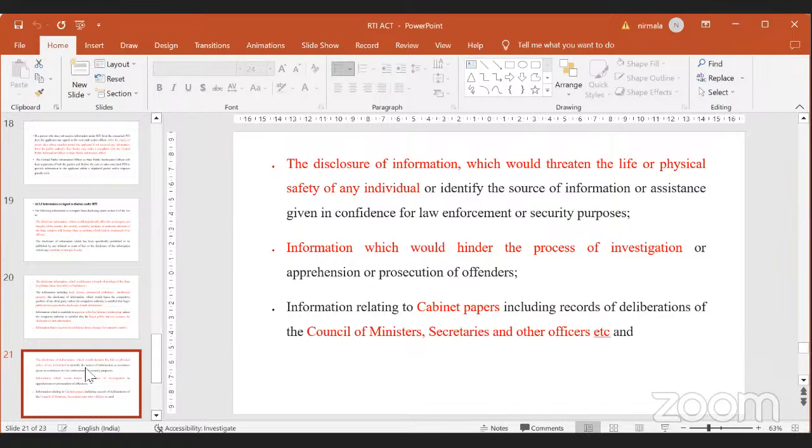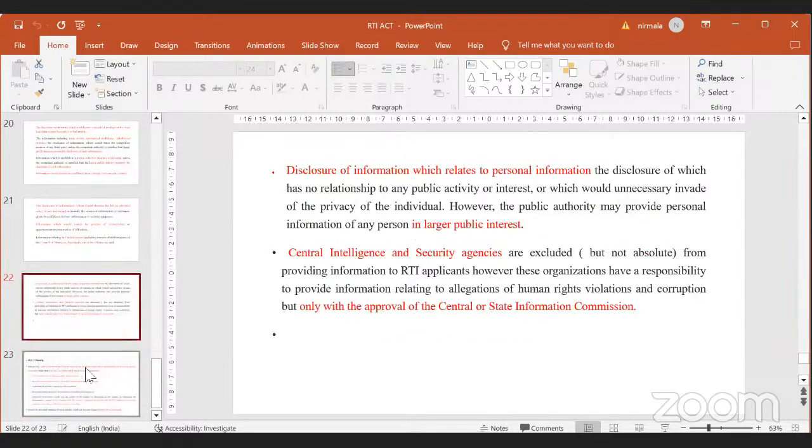And information relating to cabinet papers, including records of deliberations of the Council of Ministers, secretaries, and other officers, etc., cannot be disclosed. And disclosure of any information which relates to personal information, the disclosure of which has no relationship to any public activity or interest, then if it would cause unnecessary invasion of the privacy of an individual, then it cannot be disclosed. However, the public authority may provide personal information of any person in the larger public interest.